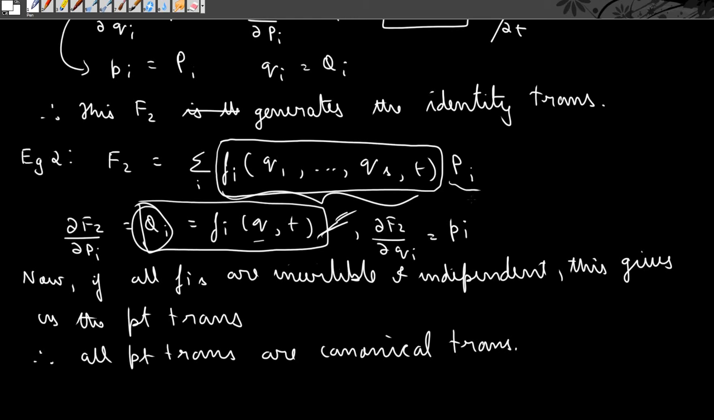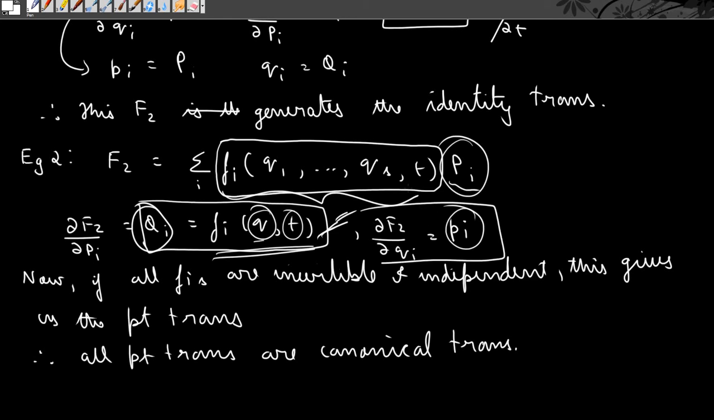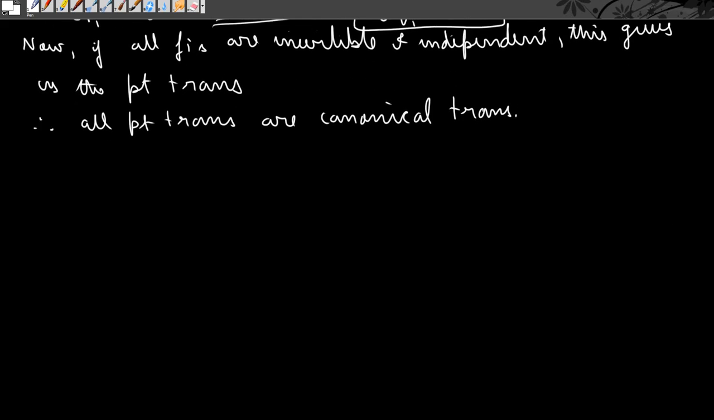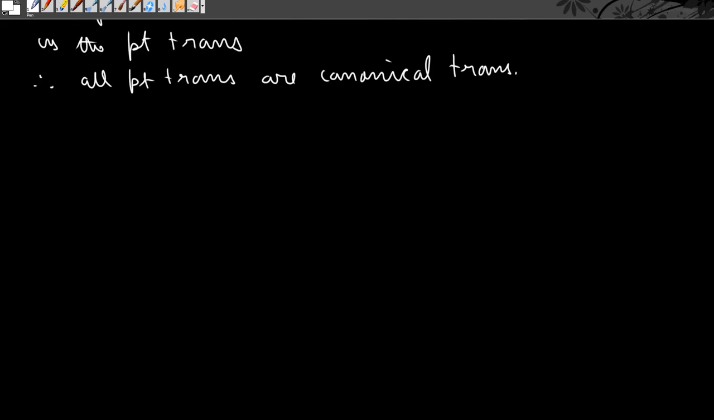But the expression for the new momenta is, however, not going to be as simple as this. It will depend on the old coordinates, time, as well as the new momenta P_i. That can be obtained by using this relation plus the fact that our Q_i's are related in this manner. So that was our example 2. That was just to show that all point transformations are canonical transformations.